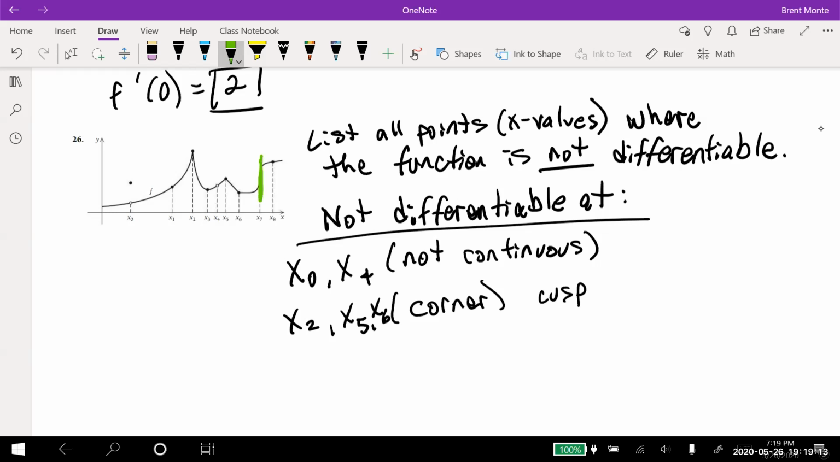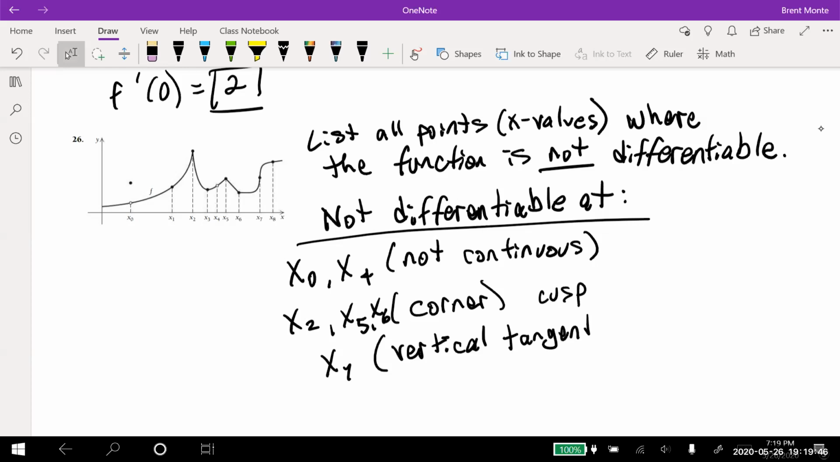So at x2, x5, x6, and then there's one other place it's not, and it's right here. The tangent line there is a vertical line, and for a vertical line, the slope's undefined. So there is a line, we just can't find the slope. And since the derivative is the slope of the tangent line, we can't find it. There's no slope at x sub 7 either, and the reason is the vertical tangent line.